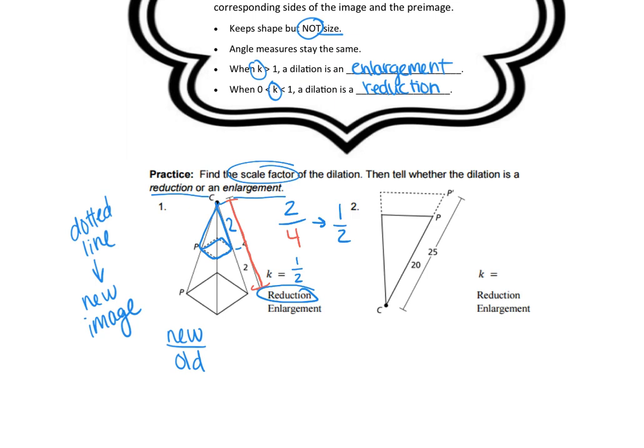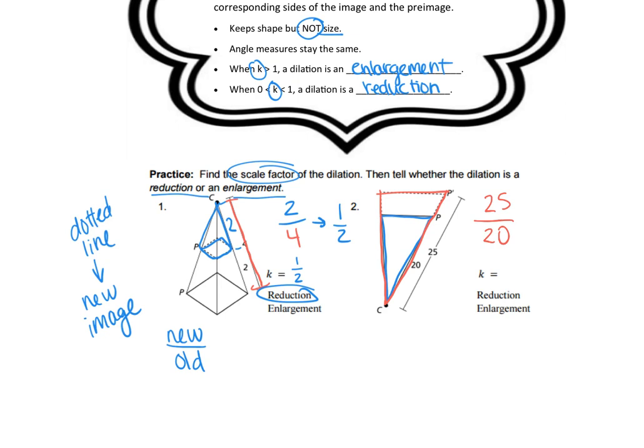All right, number 2, this time we've got our original triangle right here. And then the dotted line is the new one. So it's stretching out a little bit further on the new one. So we're still using the same formula here, new over old. Our new one is the red one, so it's going to be 25. And the old one is the blue one, so it's going to be 20.